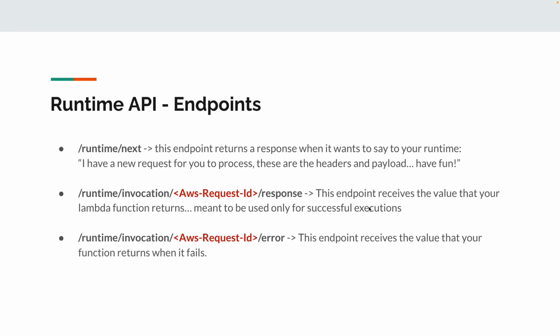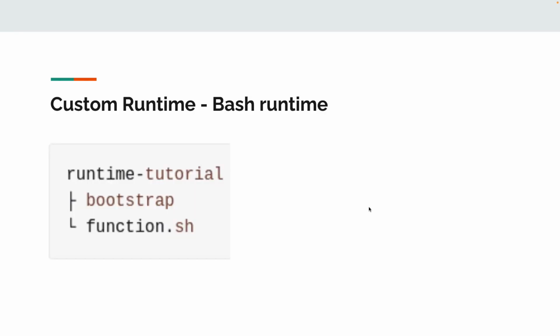One mental note here. AWS request ID is written in red for a reason. That's because this is a value that will be obtained when /next returns the response to your custom function. So you have to actually store that somewhere, otherwise you have no way to tell the Lambda service, here's the answer I want you to send back to the user. So that's the first caveat, okay? Next thing, how do we create a custom runtime?